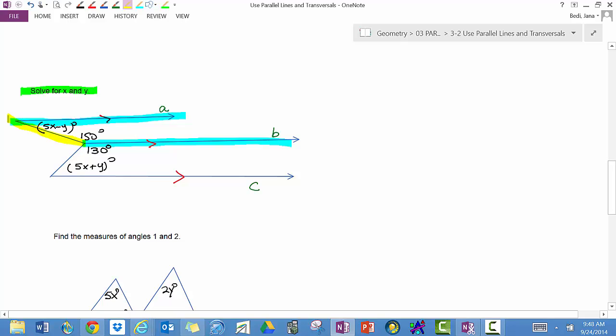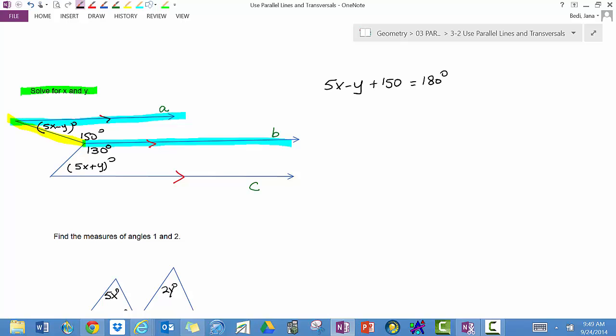Ask yourself, what is the relationship between these two angles, the 5x minus y and the 150? Well, I know that they are consecutive interior, so you really need to know your angle relationships, and consecutive interior are supplementary, so I can go ahead and set up the equation. Oh, a little problem here. The problem is that I've got two variables and one equation. And if I have two variables, I need two equations.